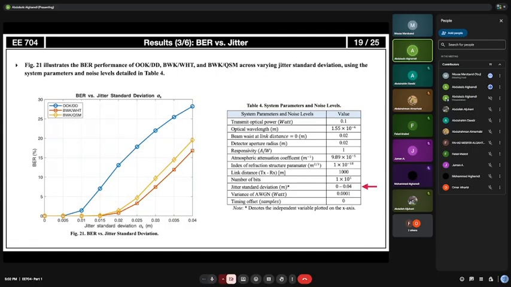However, in terms of the pointing error, and particularly in terms of the jitter, as you can see in figure 21, our proposed techniques outperform the standard or the baseline modulation detection techniques. And this is the main contribution in this work, because we are focused on the jitter and the atmospheric turbulence.